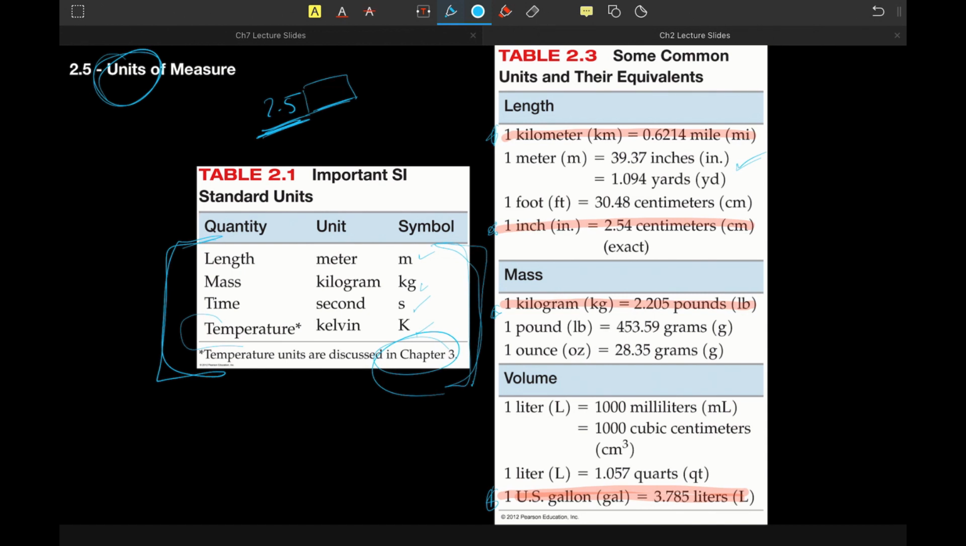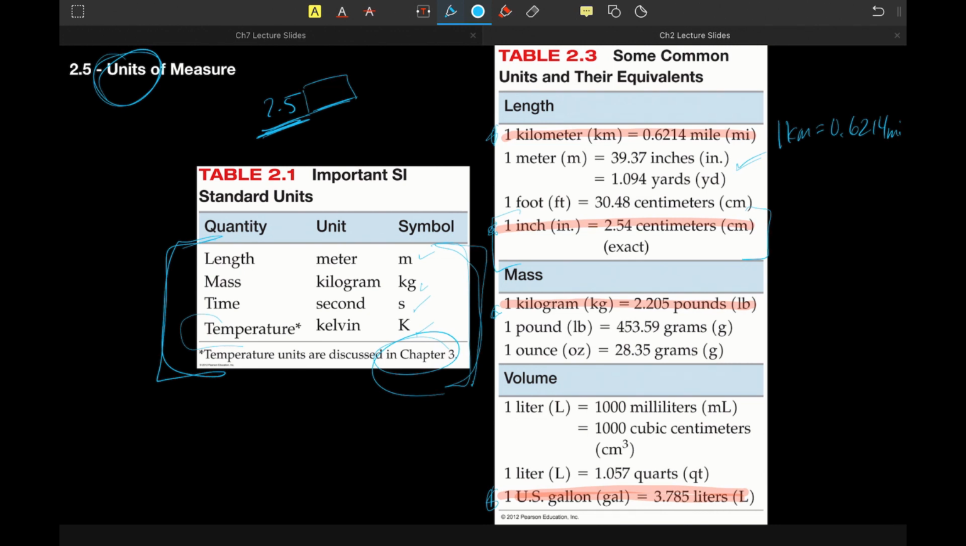And so what this means is that this is a relationship, yes? As in 1 kilometer is equal to 0.6214 miles. And so I could say 1 kilometer is equal to 0.6214 miles, or 0.6214 miles is equal to 1 kilometer. It doesn't matter because they represent the same quantity of distance or length. Does that make sense? Likewise, 1 inch is equal to 2.54 centimeters, or I could say 2.54 centimeters equals 1 inch. Doesn't matter. They represent the same quantity.